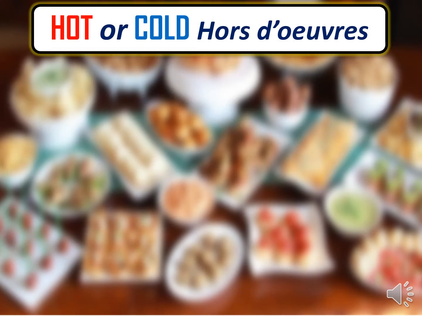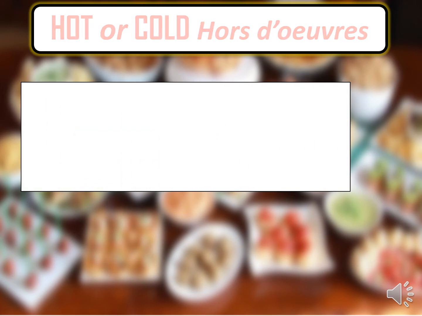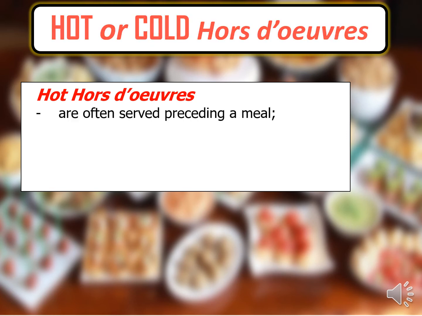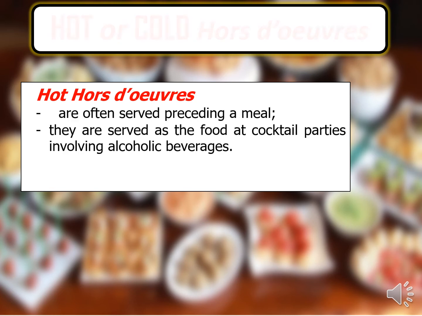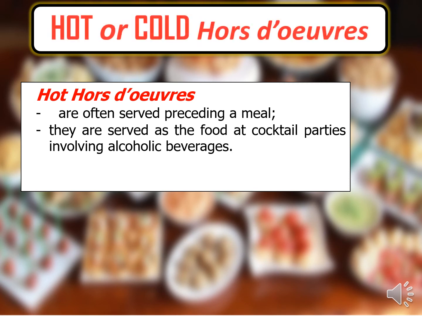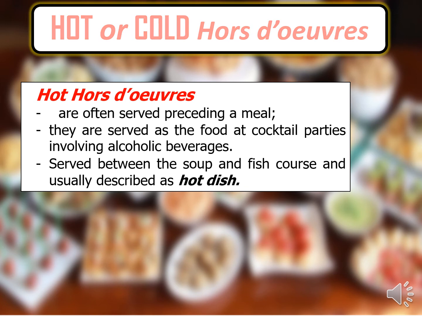Hot and cold appetizers could also be termed as hot or cold hors d'oeuvres. So let us first differentiate these two. First we have here hot hors d'oeuvres. Hot hors d'oeuvres are often served preceding a meal. They are served as the food at cocktail parties involving alcoholic beverages, and they are served between the soup and fish course and usually described as a hot dish. In today's shortened menu, they are often served instead of a hot entrée. The size and the richness of the hot hors d'oeuvres depend upon the composition of the menu.